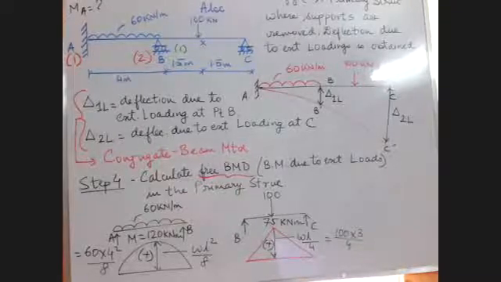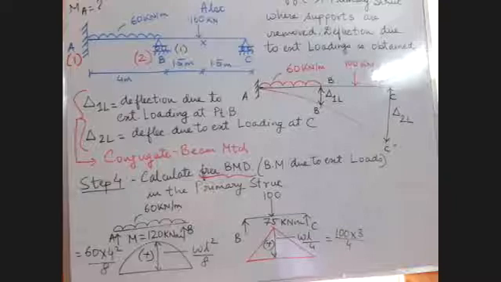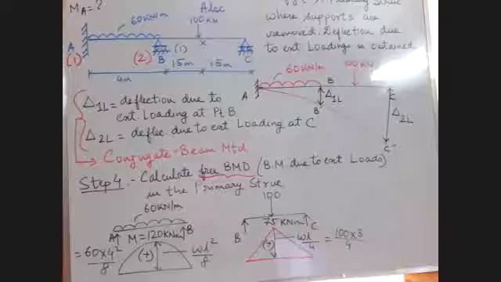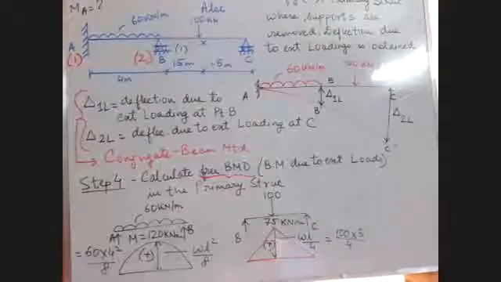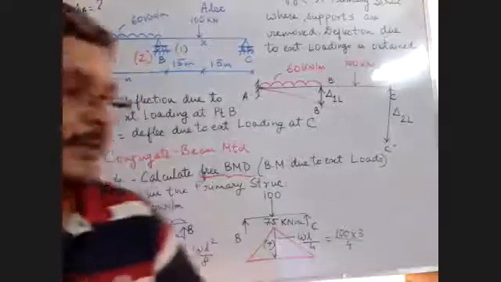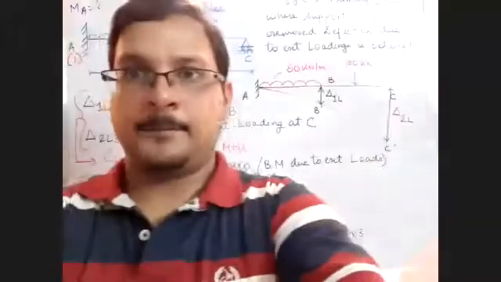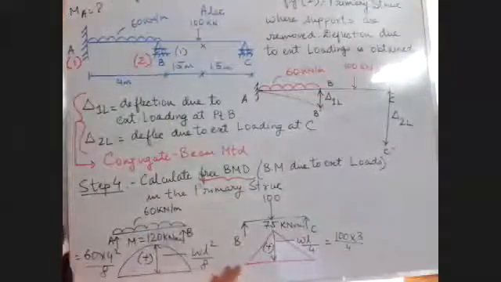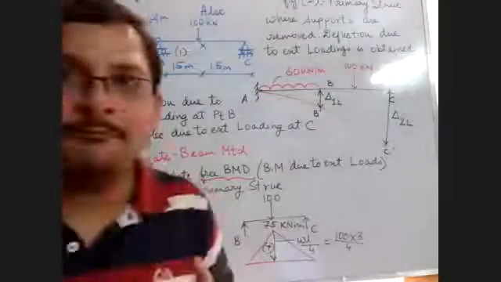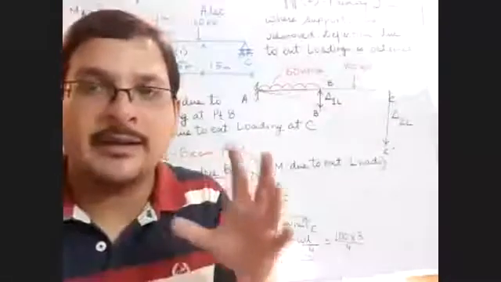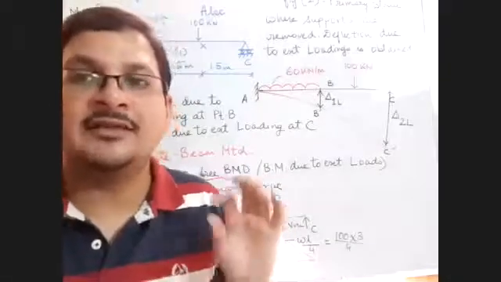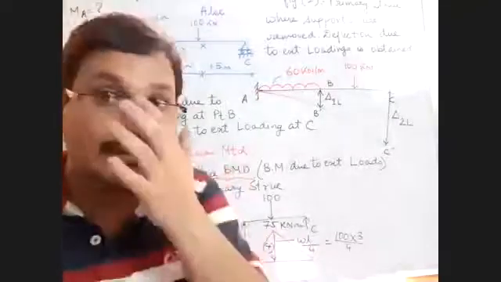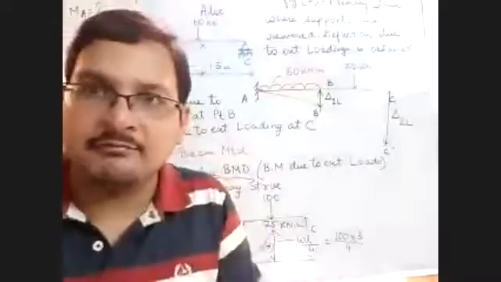So the main purpose of finding out this bending moment is that I will use my M by EI diagram, bending moment by EI diagram, which is used in the conjugate beam method. Actually, you can use either the moment area theorem or the conjugate beam method.